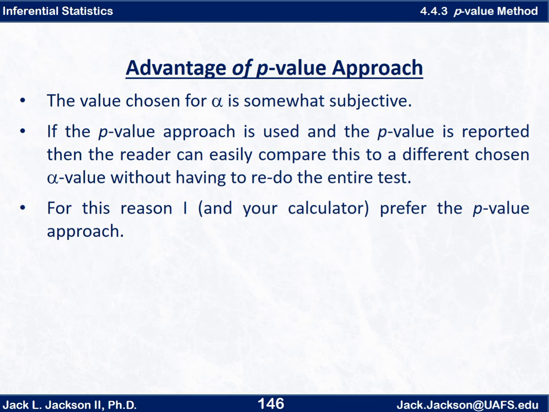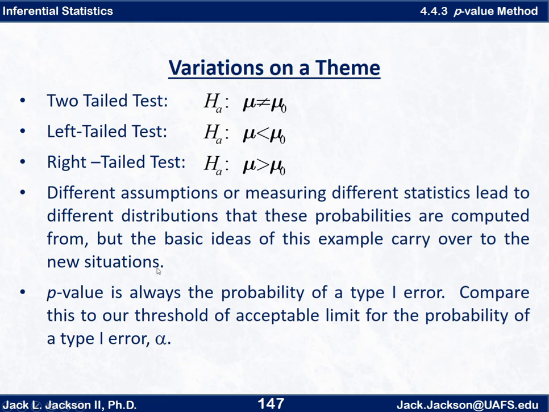So if you did the test and you said, well, we used an alpha of 0.05, and another researcher says, no, 0.05 does not meet my standards, I want to use an alpha value of 0.01, the reader does not have to redo anything. They can just use the p-value you came up with, compare to their choice of alpha, and see if they would reach the same conclusion. And so for this reason, I prefer the p-value approach, and when we get later to calculator shortcuts, it prefers it as well.